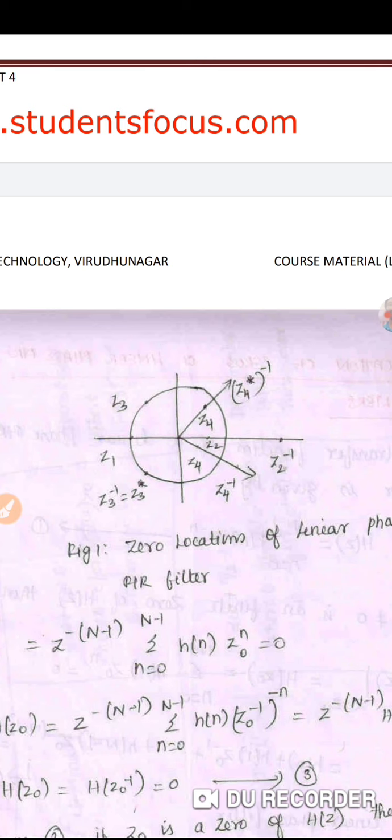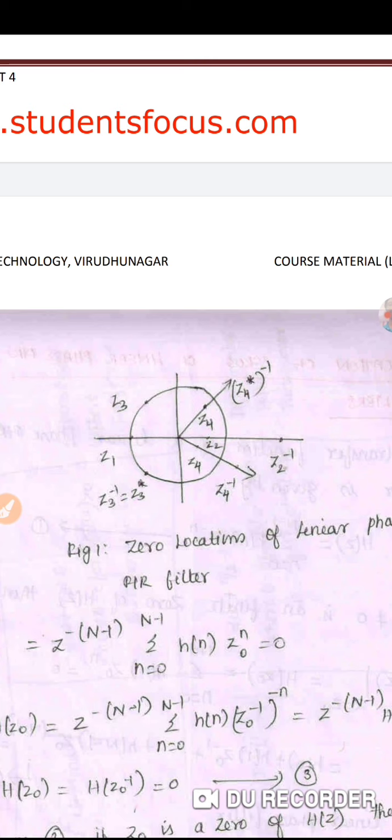And if you consider z2, which is less than 1 on the real axis, if z2 is a real zero on the x-axis, then z2 power minus 1 is also a real zero.